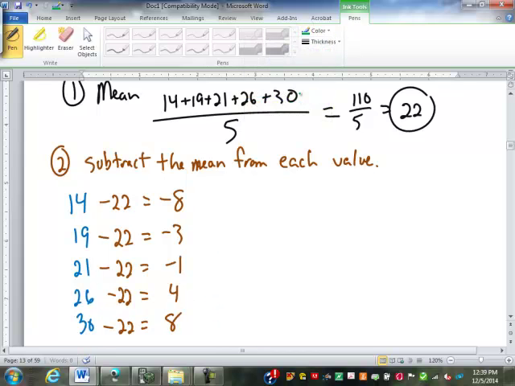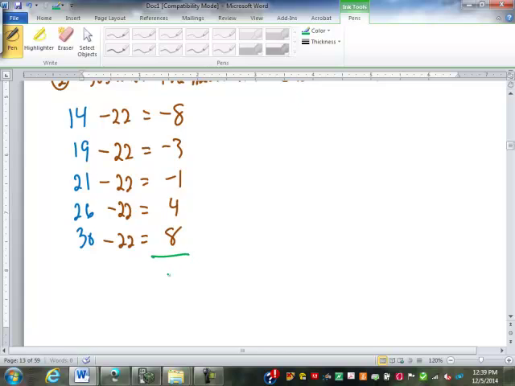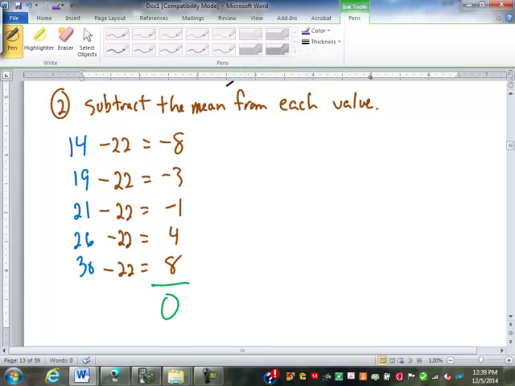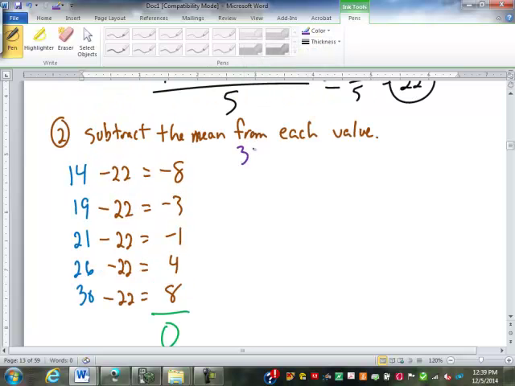Now at this point, if we were to add these up, it should add up to 0. Now that's not really a significant thing. It's just a way to double check yourself at this point to make sure you've done things okay. The third step is to square each of those numbers. Negative 8 squared is 64.